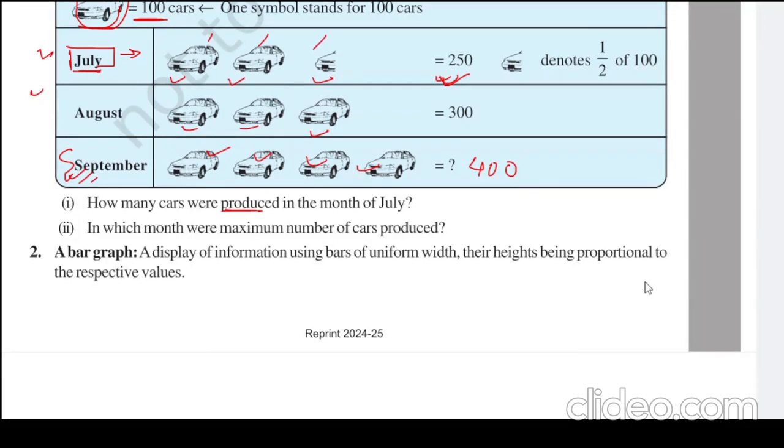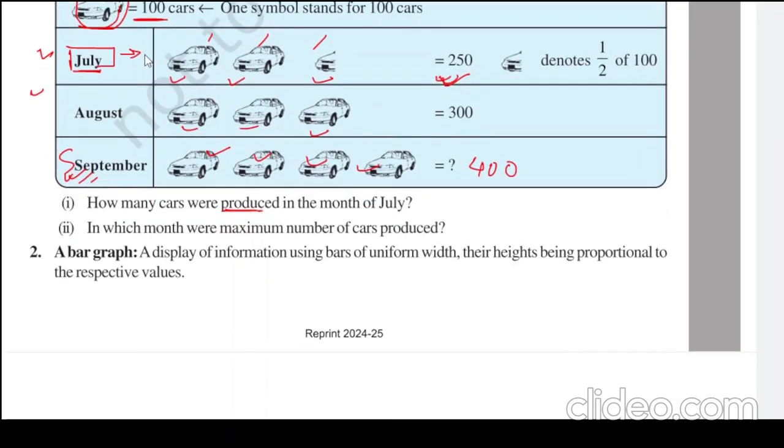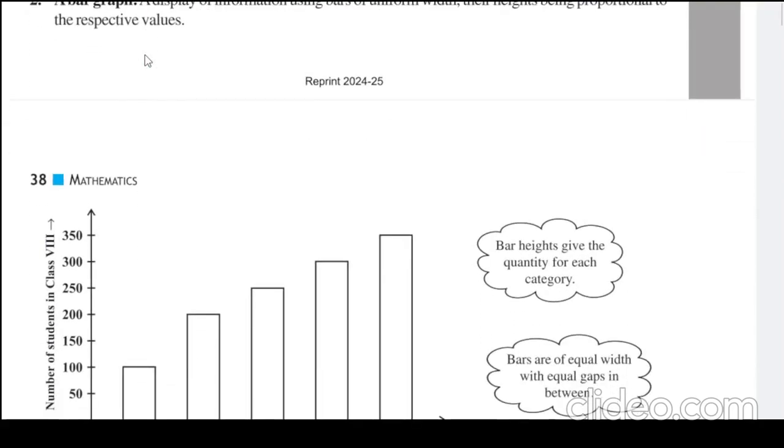Next one is the first, we got some pictorial representation of data by pictures. We use the symbol of a car to show the production. Next, we can also show the data in the form of a bar graph.